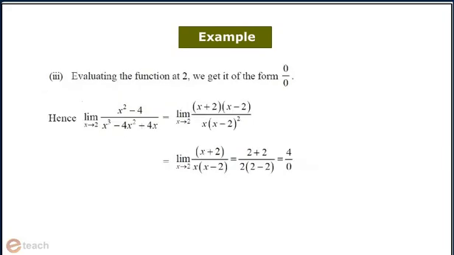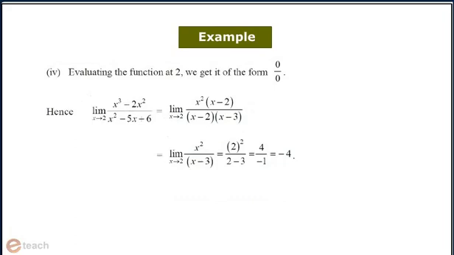Number 3. Evaluating the function at 2, we find that it is also of the form 0 by 0. So, here again, we do the same thing as we had done in problem number 2. That is, factorizing the numerator and denominator, cancelling out the common terms and then putting the value of x equals to 2. But then we find that the scene is a little different because the answer comes to be equal to 4 divided by 0, which is not defined. Number 4. Again we have the 0 by 0 form. Again we follow the same steps and get the final result as minus 4.